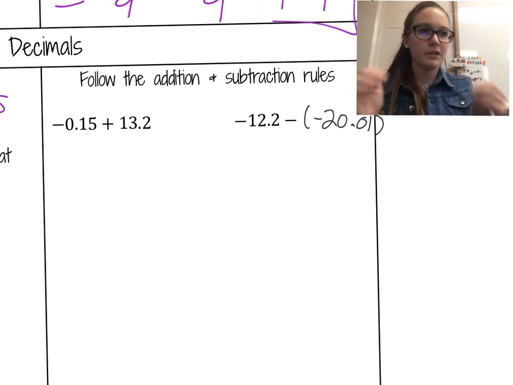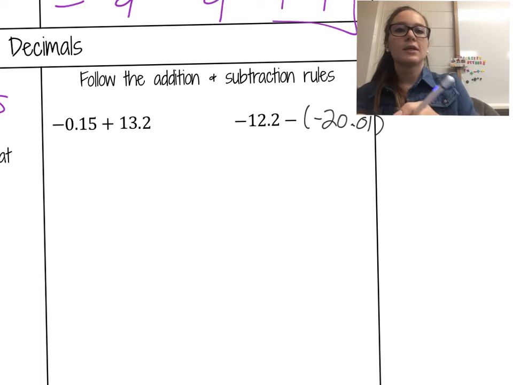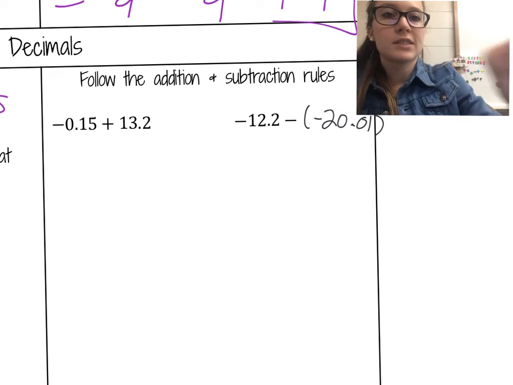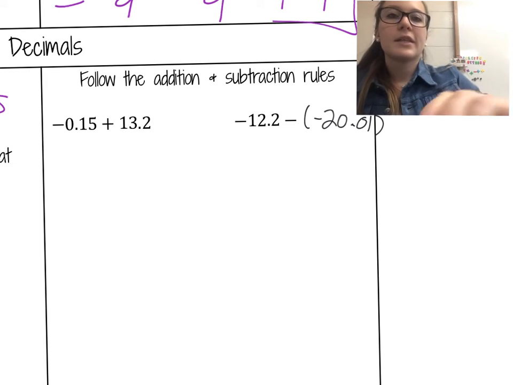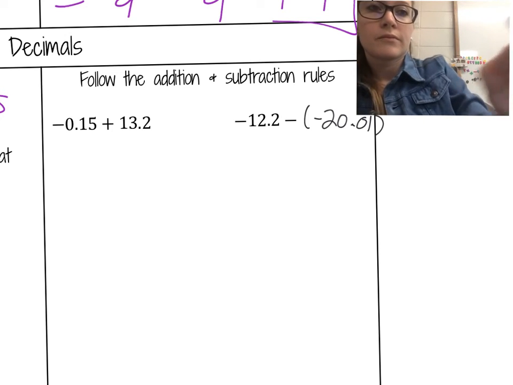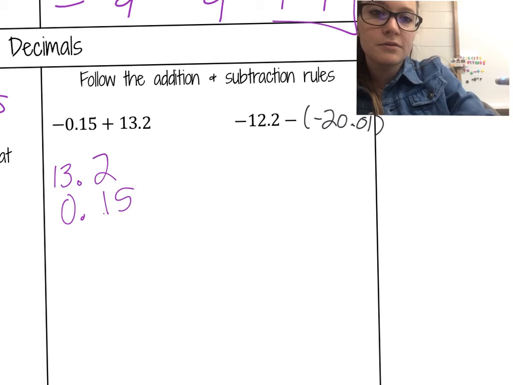Okay, so now even if it's a decimal, I still follow the addition and subtraction rules. Negative 0.15 plus 13.2. This one's negative and the second one is positive. They are different signs, so we are actually going to subtract. Okay, so I'm going to take the bigger one, 13.2, minus the smaller one, 0.15.